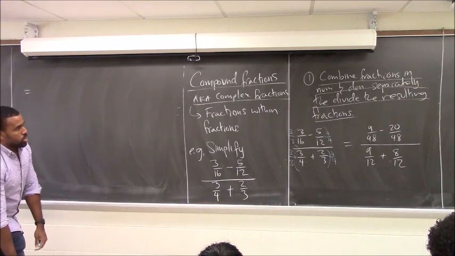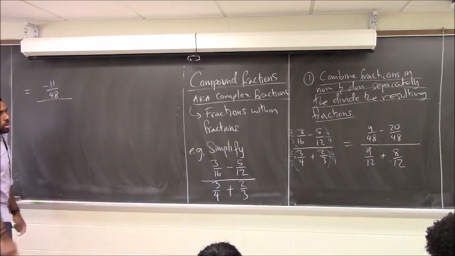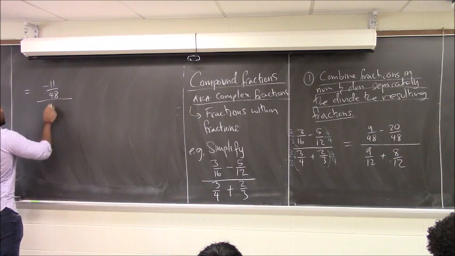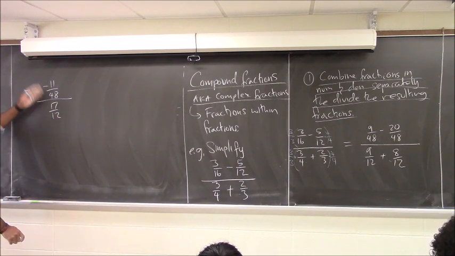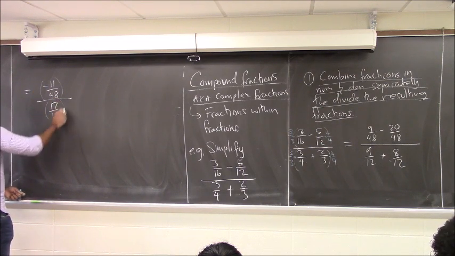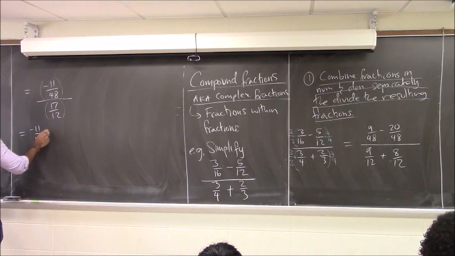So 9 minus 20, minus 11, and 9 plus 8, 17. And so we first combine the fractions in the numerator and denominator, and now what we're going to do is take this fraction, divide this fraction by that fraction. So what do we do? Keep, change, flip, right? You keep the top one, change the division to multiplication, and flip the bottom one.